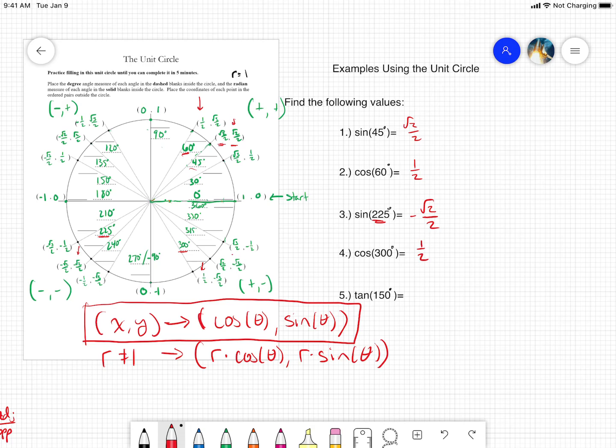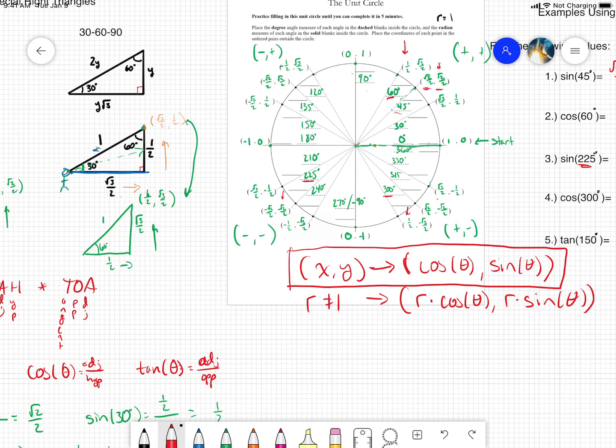Weird how that works. Okay. But then we get to tangent. So we knew that cosine is the x-coordinate, sine is the y-coordinate. So where does tangent come into play? Let's go back over here.